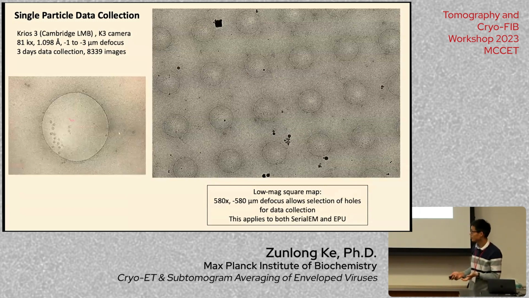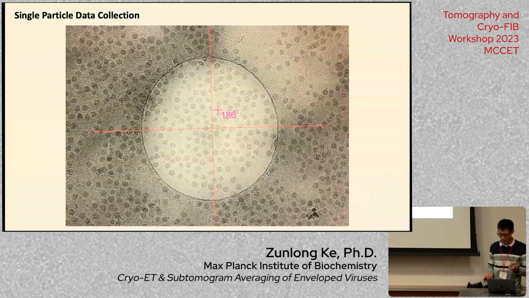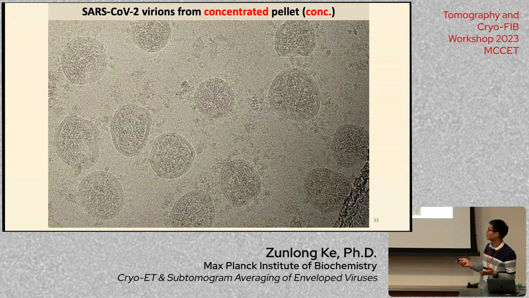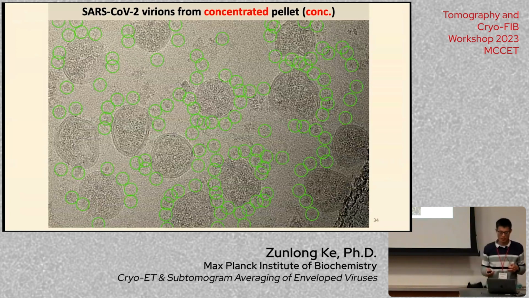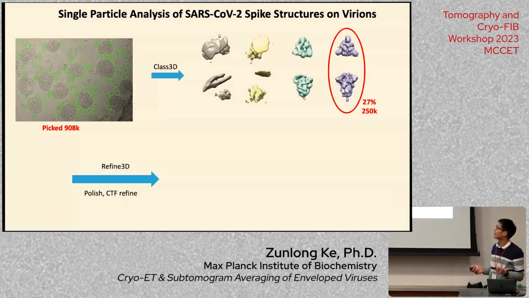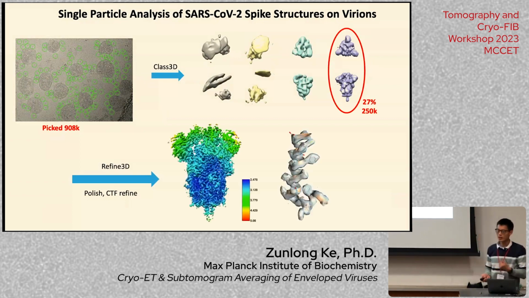This sample we had was the concentrated sample that I talked about. So we have supernatant and a concentrated sample, and we can essentially do a single particle approach to collect the data. Then you can see the spikes on the protrusions outside the membrane. We picked the particles and did 3D classification straight away, and usually you can find a good class that has the spike structures. Then you do refinement. This is truly single particle, and you can get a high resolution structure of the spike on the virion as it is.